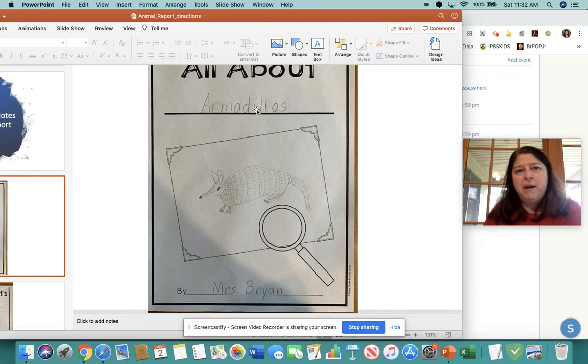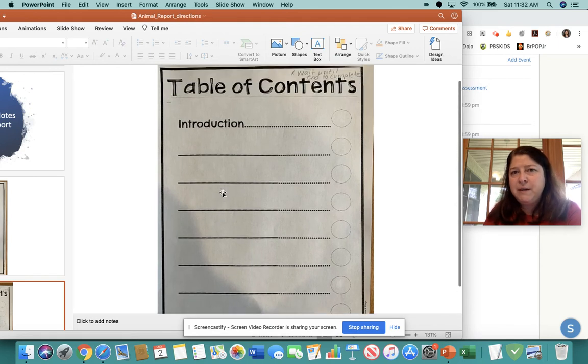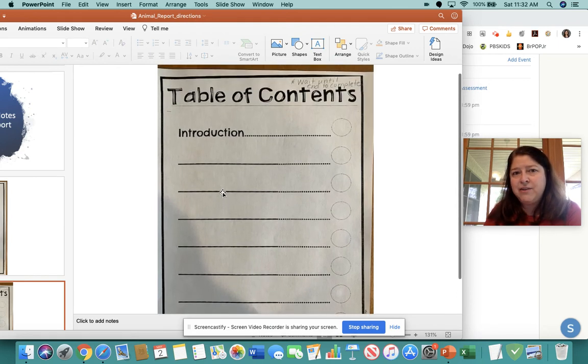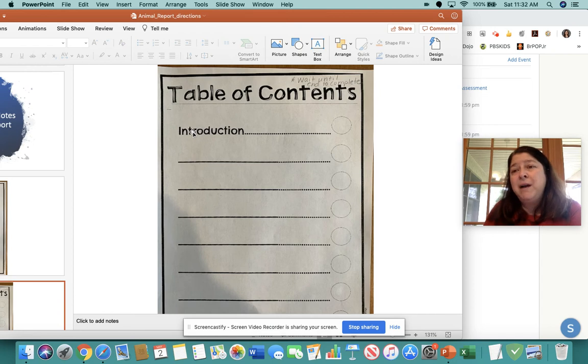So, all about armadillos. I put my name on it. And guess what? I have a table of contents, but it doesn't have anything in it yet. Because if you'll notice this little note up here, it says wait until the end to complete. Okay, so I do know what my topics are going to be. I might not want to put them in the same exact order as my note sheet. I think many of you will.